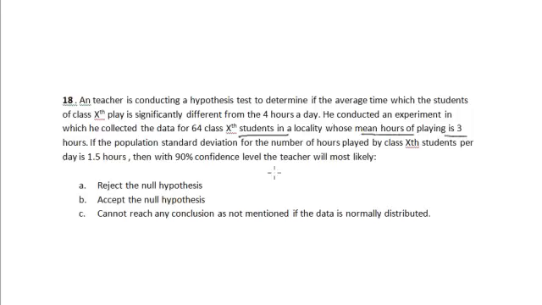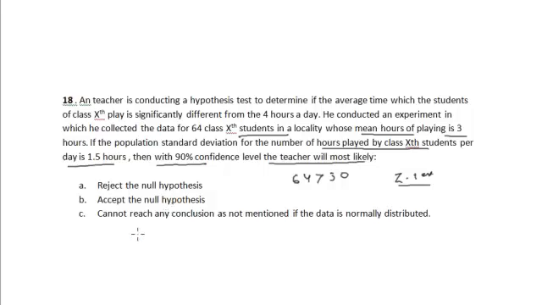If the population standard deviation for the number of hours played by class 10th students per day is 1.5, then with the 90% confidence level, the teacher will most likely reject the null hypothesis, accept the null hypothesis, cannot reach any conclusion, or it is not mentioned if the data is normally distributed. Now, since the sample size, that is 64, is greater than 30 and the population variance is known, we can apply the Z test irrespective of whether the distribution is normal or not.